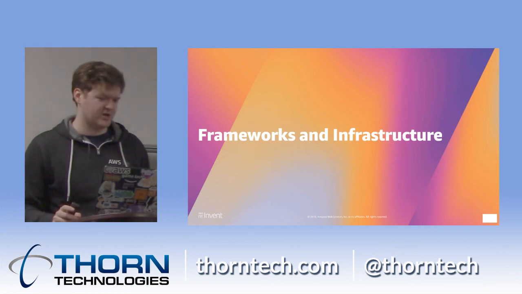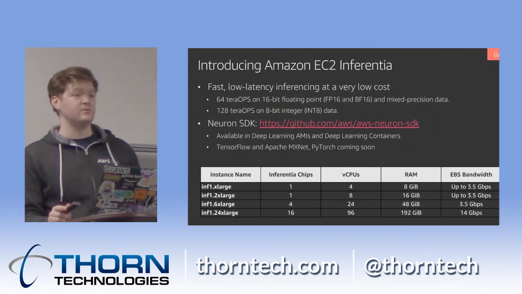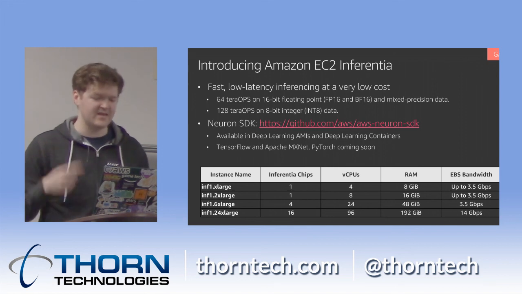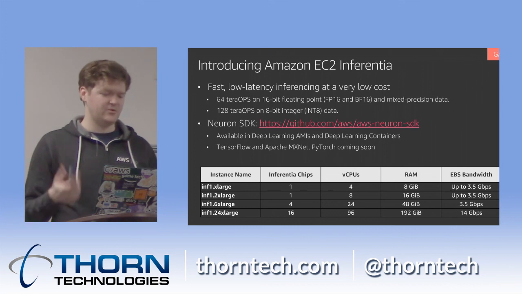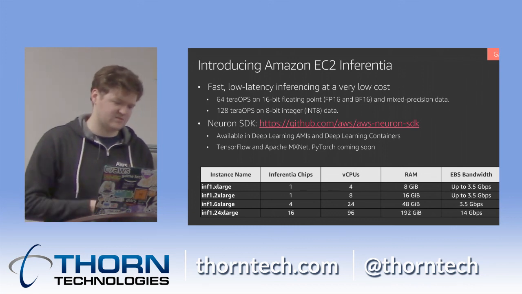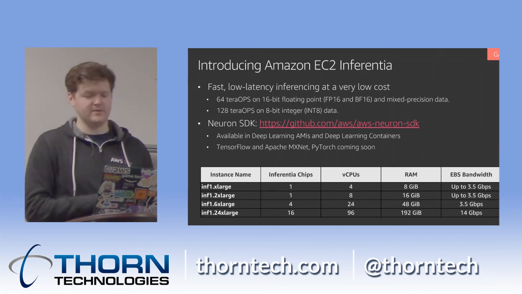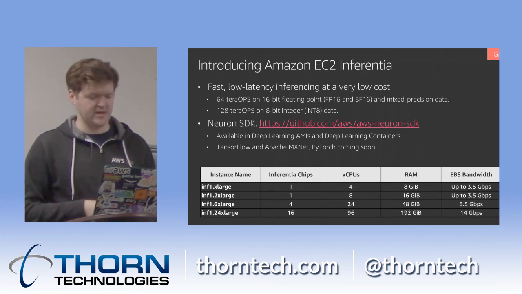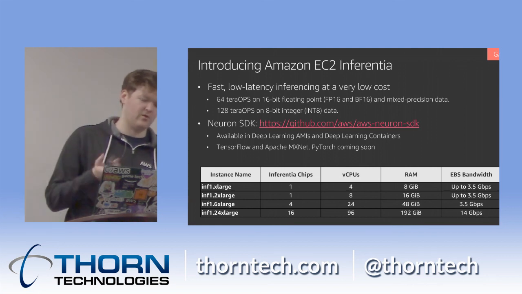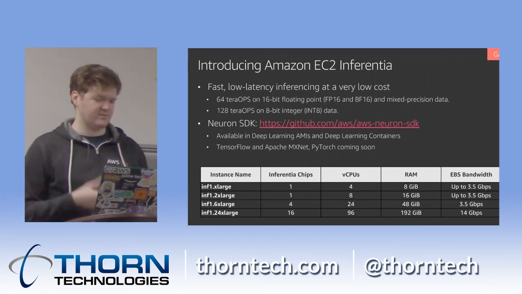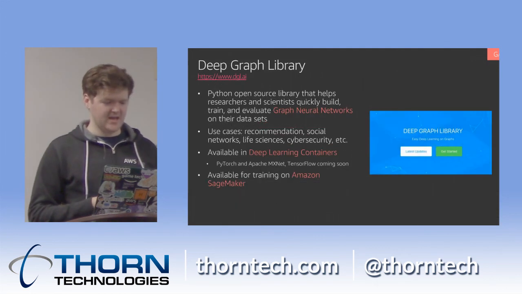Frameworks and infrastructure. EC2 Inferentia, I mentioned this before. This is the computational chip that powers the new EC2 Inf1 class. Again, focused for AWS AI and ML developers. Fast, low latency inference at as low cost as possible. There's a particular SDK for Inferentia because it's actually a little bit different architecturally, but the majority of the code stays the same. We're going to have support for TensorFlow and all the common frameworks. But if you're using deep learning AMIs or deep learning containers on AWS already, it's available there today.